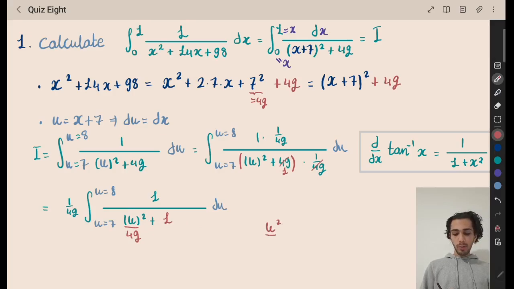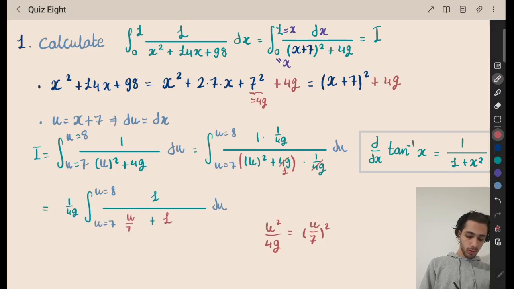But notice this. u squared over 49 is equal to what? It's equal to u over 7 squared. So that's what it is. And that is what it is. Okay, then I'll just write this. So I'll write u over 7 squared.